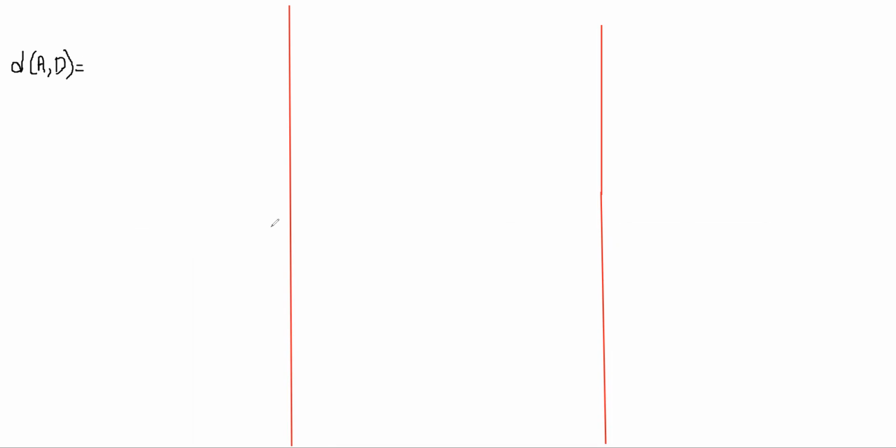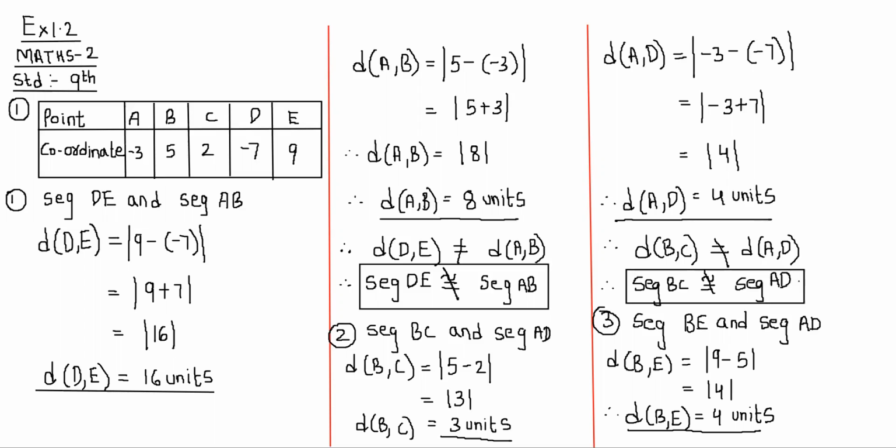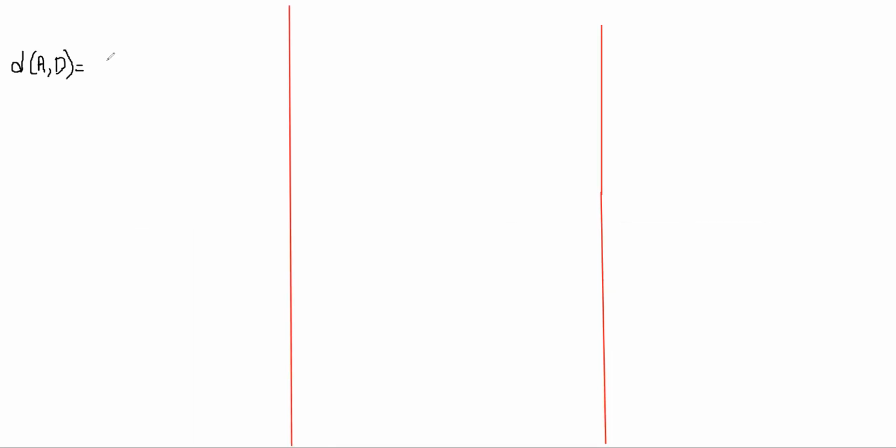So, distance of AD is equal to, let us look at the coordinates of point A and D. A is minus 3, D is minus 7. Bigger is minus 3. So it is minus 3 minus minus 7, which is equal to minus 3 plus 7, which is equal to absolute value of 4. Finally, distance of AD equals 4 units.